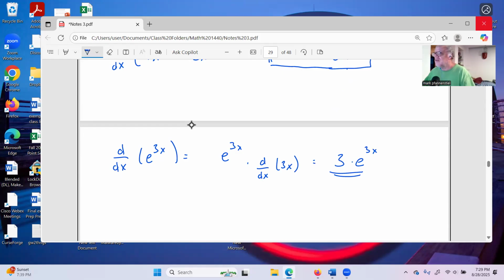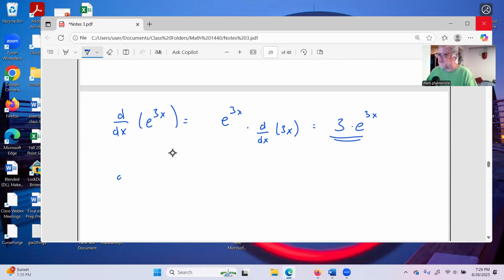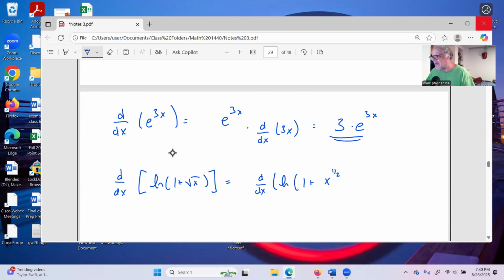All right. Let's try one that's a little bit harder. What if I want to take the derivative of the natural log of 1 plus the square root of x? All right, that one's a little bit tougher. A couple of things I'm going to do first is I'm going to break the square root into x to the 1/2 power. So we want d by dx of the natural log. I haven't taken the derivative yet. 1 plus x to the 1/2. Okay, we'll see what that's going to do for us.